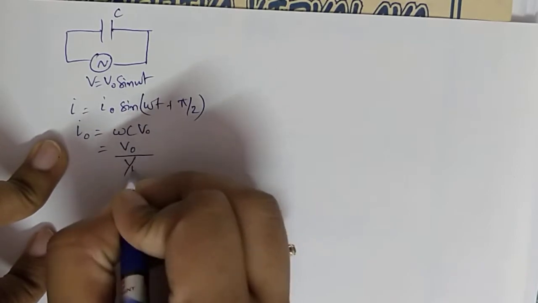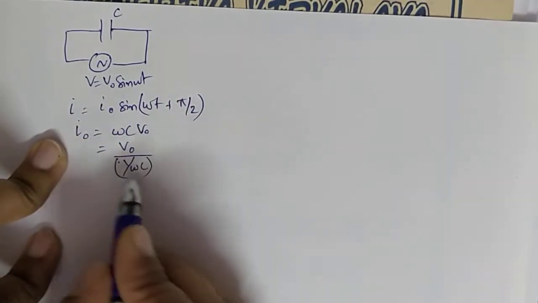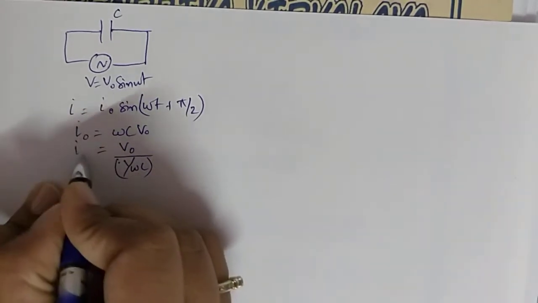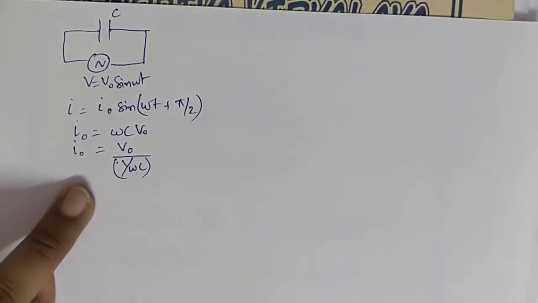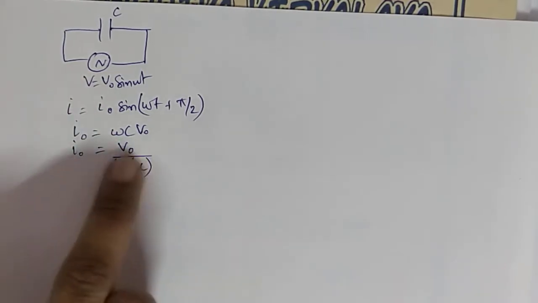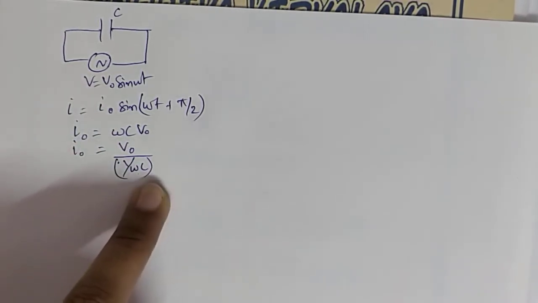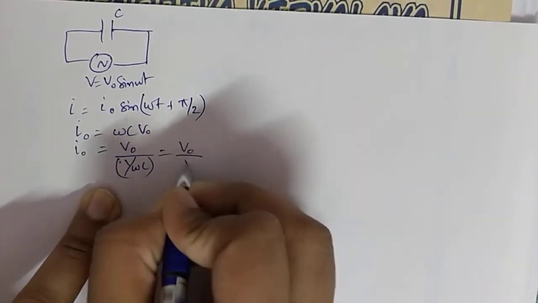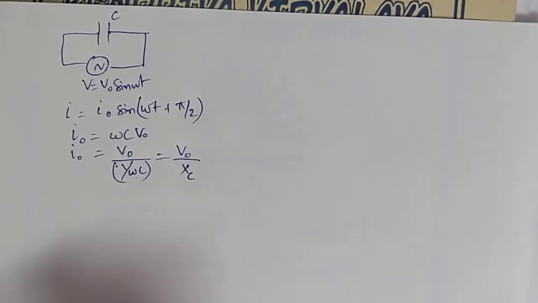Which can be written as V naught upon 1 upon omega C, right? So 1 upon omega C, this omega C goes up, so we get omega C V naught. Now you see here from units, if we compare the units, I naught is ampere, V naught is volts, so that means 1 upon omega C in the denominator is in ohms. So this term, V naught upon this term, is known as XC. Okay, so what is XC?